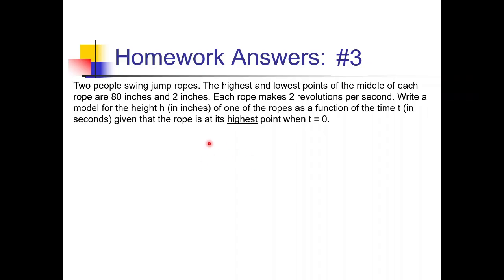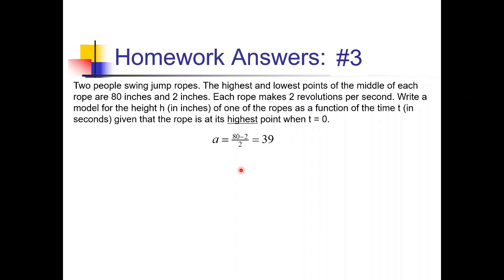For the A value, the amplitude, I need half the height. That's the amount of fluctuation. So that's going to be 80 minus 2 to get the height, and then divide that by 2. 78 over 2 is 39.